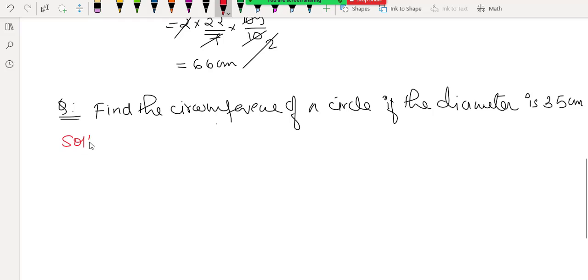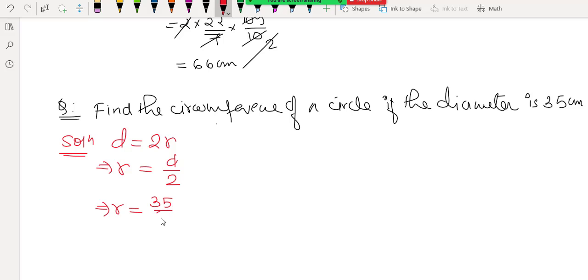Let's solve the question. It is given in the question: find the circumference of a circle if the diameter is 35 centimeter. We know that diameter is equal to twice the radius. That means the radius will become diameter divided by 2. The diameter is 35 centimeter, so 35 by 2 centimeter will be our radius.